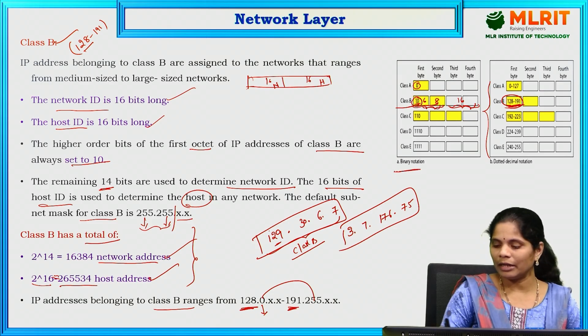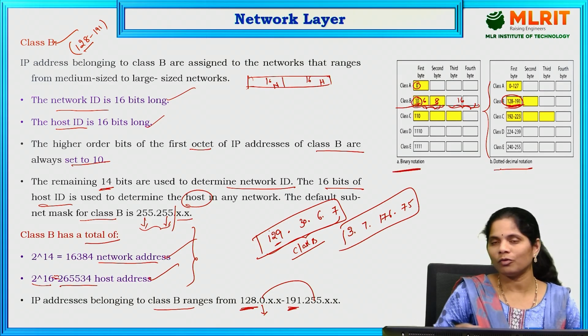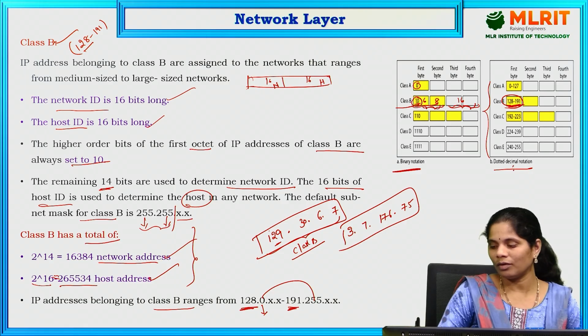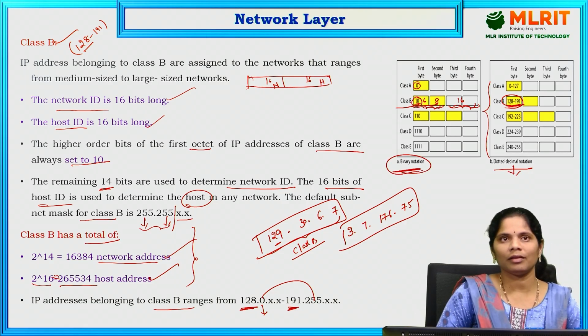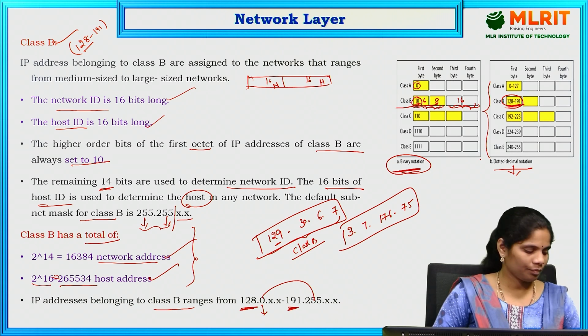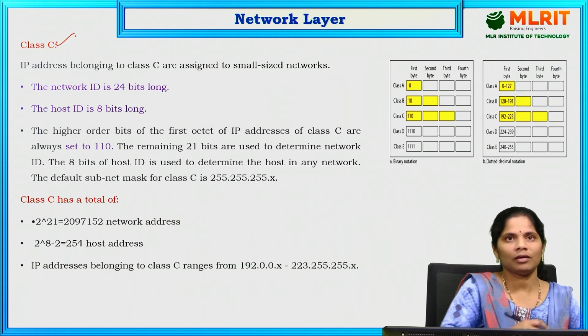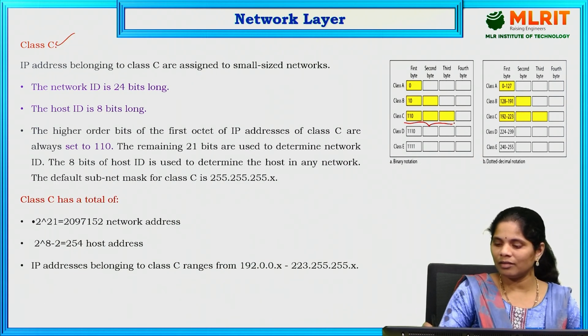This is the binary notation and this is the dotted decimal notation. We have to understand only this language, decimal, but the machine understands only binary. That's why we are writing both. And the next one is class C. This is class C.